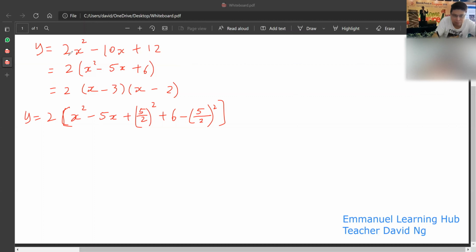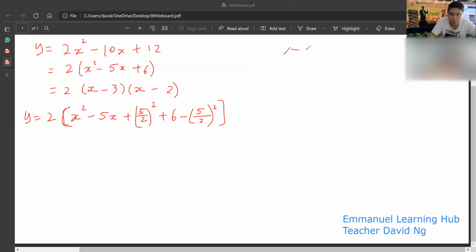But the thing is, if I look at this quadratic equation, 2x squared minus 10x plus 12, you won't know where the turning point is immediately. Then if I factorize, you still won't know where the turning point is. Factorizing, you only know the roots of the equation. Root means where the curve cuts the x-axis. By factorizing, I only know the curve will cut the x-axis at 3 and 2. That's all you know.